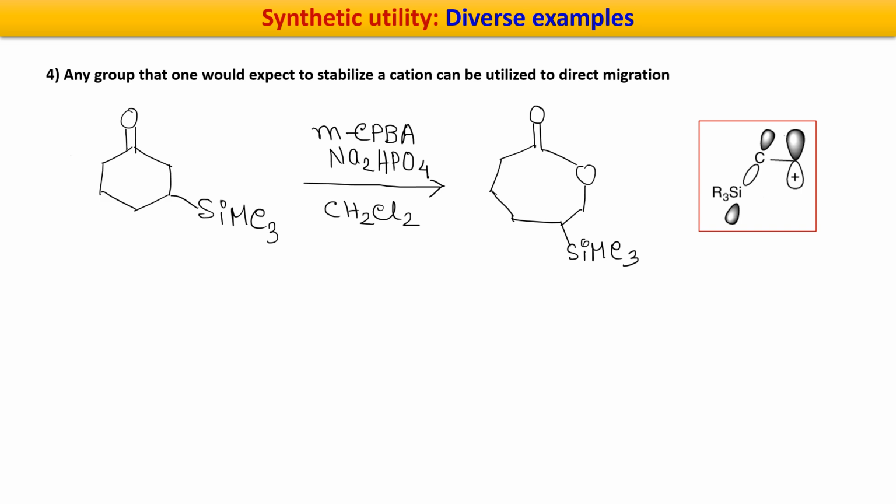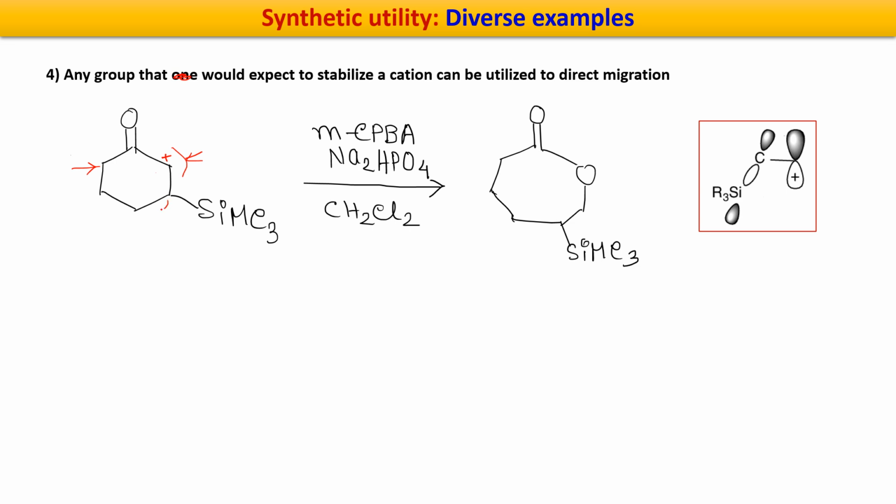Next example: any group that is expected to stabilize a cation can be utilized to direct migration. Here in this molecule we have cyclohexane, but on one side we have an SiMe3 group. This is CH2, fine, this is also CH2, but see, both sides are not exactly symmetrical, right? Now if this side is acting as the migrating group, what will happen? We know that when it is migrating there is some positive charge generation. So positive charge will be generated at this carbon. It is not a fully formed carbocation, but still there will be some carbocation type of character.